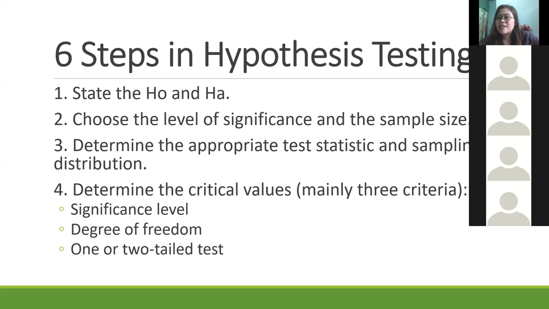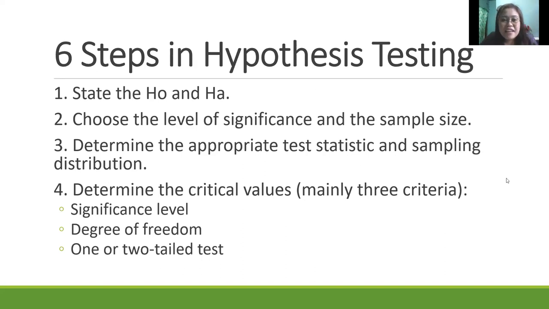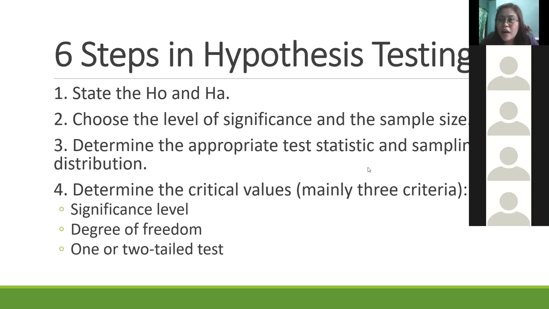At the start of our discussion in the prelim, I told you that it will be impossible for us to reach all the members of our population. Thus, we will only do sampling, and before that, we have to compute our sample size. Once we have our sample size, we conduct our test and gather our data. Then we determine the appropriate test statistic to use, and actually before that, the sampling distribution. And then determine the critical values. We use the critical values in deciding whether to accept or reject our hypothesis.